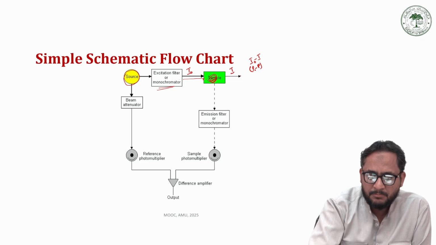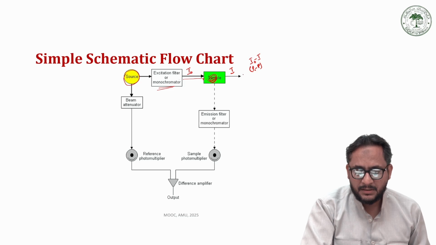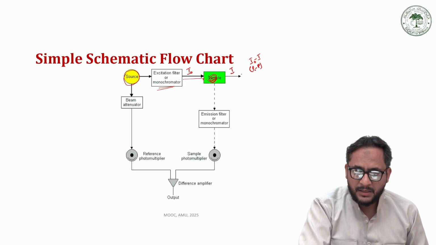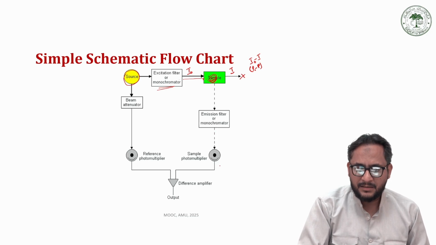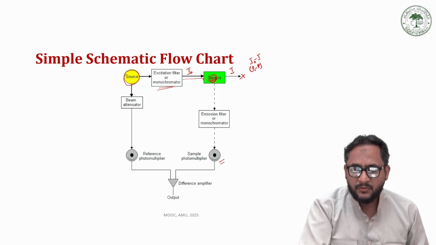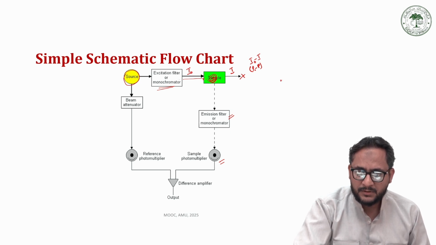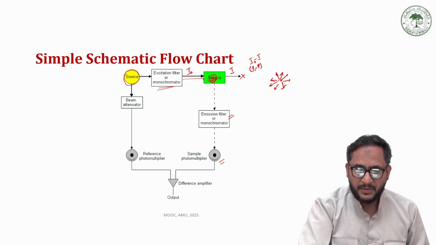So since transmitted light goes straight, undeviated, and we are not concerned with this transmitted light, the detector is not placed here. Rather, the detector is placed at 90° here, but before the detector we place an emission filter or emission monochromator, because when fluorescence is taking place it emits light in all directions. We have light radiations in all directions.